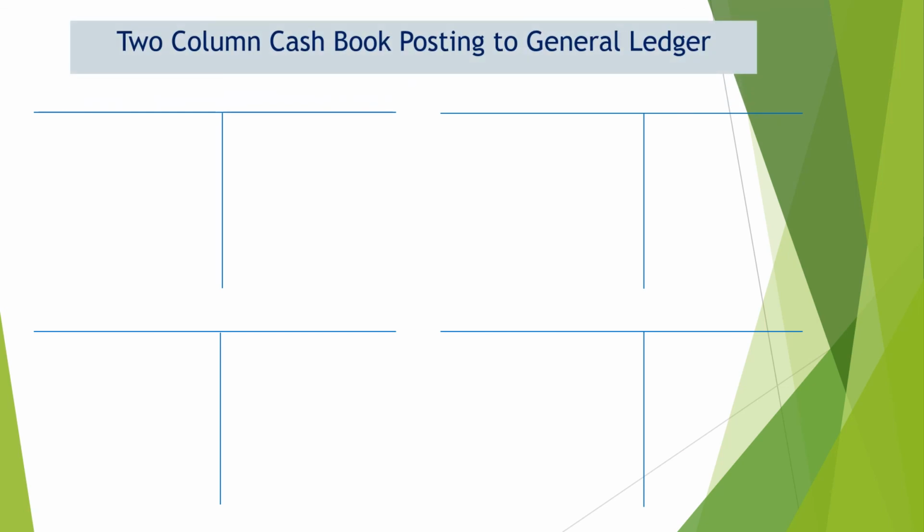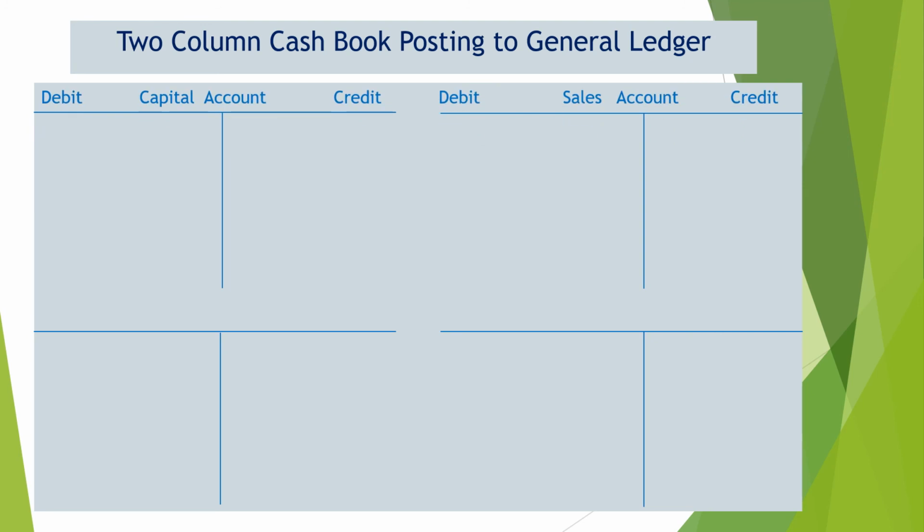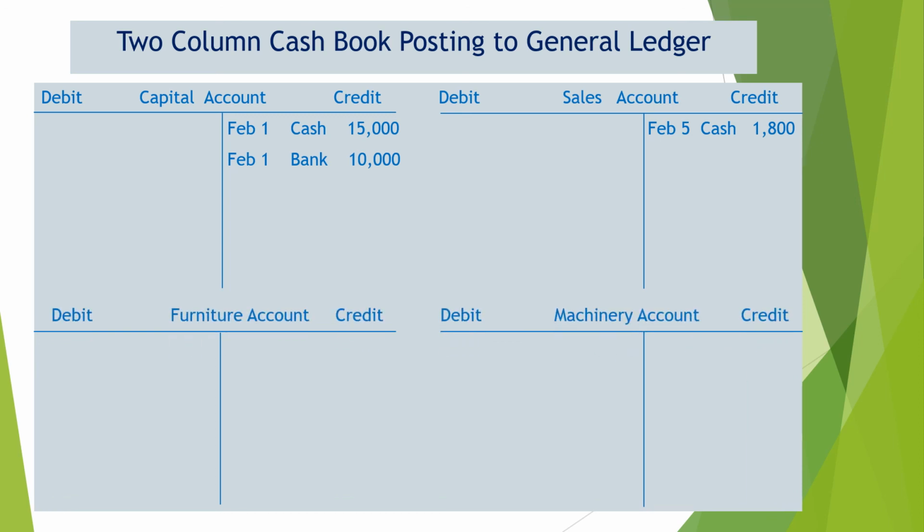Now here is the posting. The capital account and sales account both will be credited. The capital we received in cash and bank. So capital account will be credited and sales account will also be credited. Then comes the furniture account and machinery accounts. They will be debited as there was increase in furniture and increase in machinery.